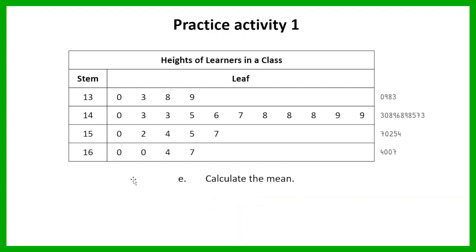Okay, then we need to calculate the mean for question E. So to calculate the mean, you're going to add up all of the values and divide by the number of values. Now remember, there were 24 altogether. So when you add them all up, using the calculator, you should have found that you got 3,565. And then when you divide that by 24, you should have got 148.54 centimeters. So that's what you should have got for your mean.